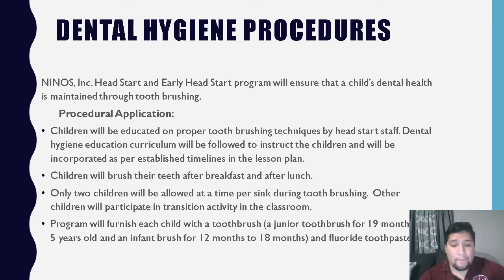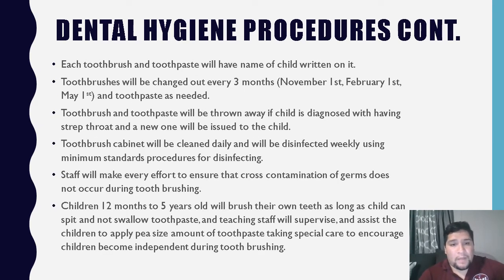So Head Start will provide toothbrushes for all the kids. We'll provide infant toothbrushes for the infants, and we will provide a regular toothbrush for the toddlers. We're also going to be providing fluoride toothpaste for the children as well. So each kid will have their own toothbrush and their own toothpaste. So no need to be sharing or anything like that. Each toothbrush and toothpaste will be named and have the name written on it. This is very important. Also, we want to avoid cross-contamination as much as we possibly can. So we need to make sure to label each toothbrush and each toothpaste with each child's name.